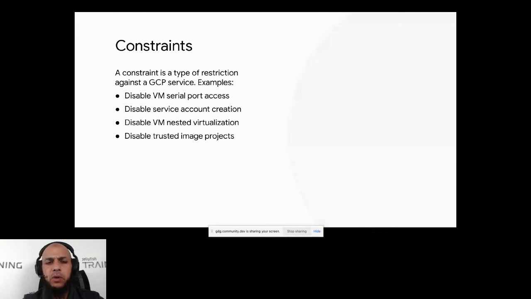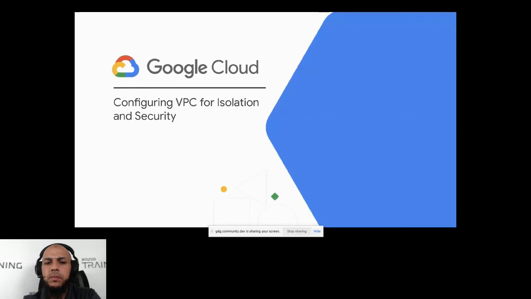And this is some example of constraints. I can disable VM serial port access, I can disable service account creation, and restrict trusted image projects. There's a very large list of those constraints that we can leverage and put into practice in our organization. Okay, so this is the control over access to services with Cloud IAM and constraint policies, the organization policies.